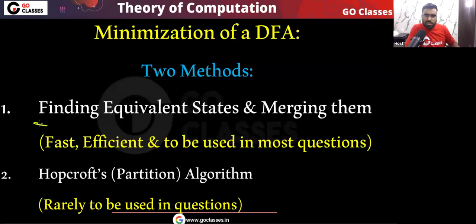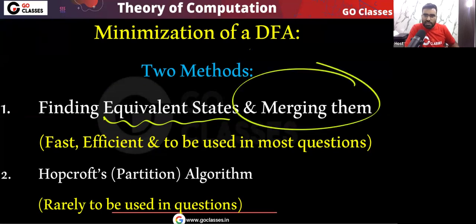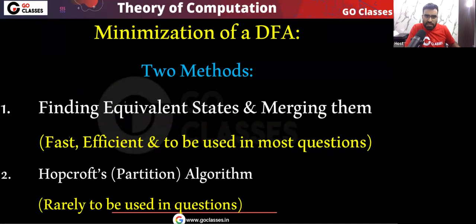Most of the time we will use this first method, that is, use the definition of equivalent states and distinguishable states, and after finding the equivalent states you merge them. So remember your method number 1, that was actually fast and efficient. Okay. So now let's discuss this method number 2.